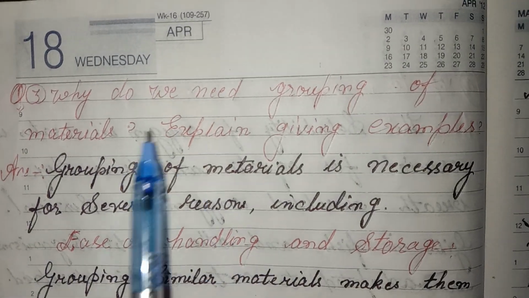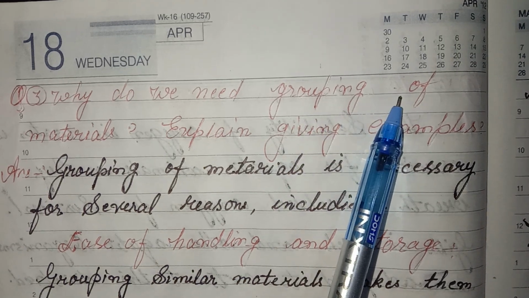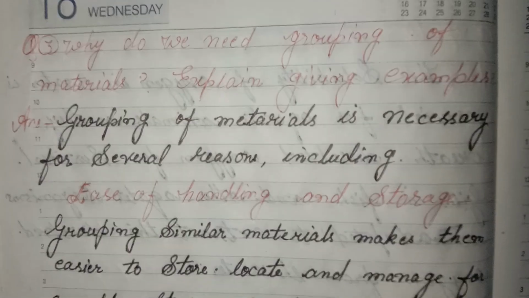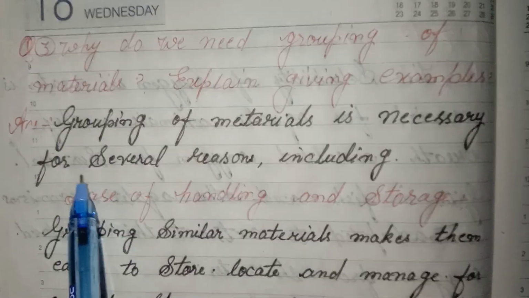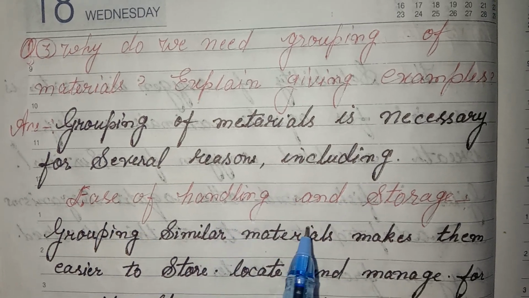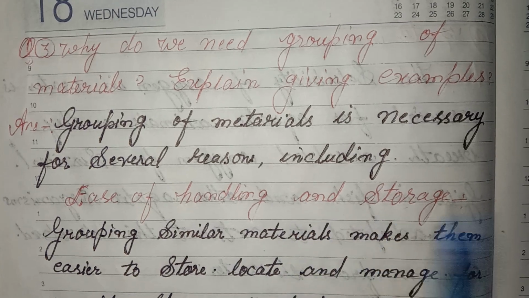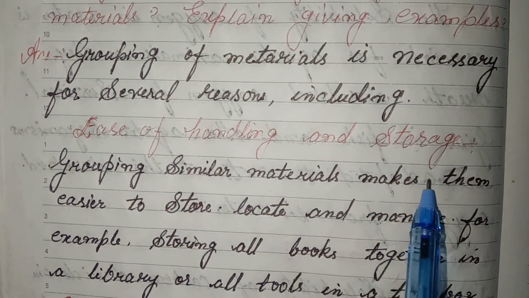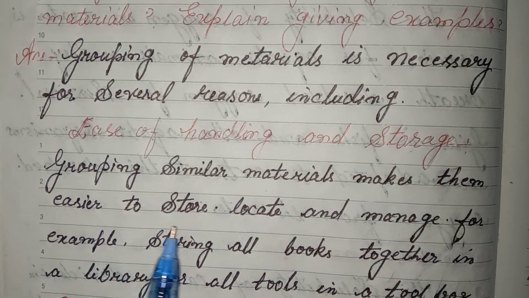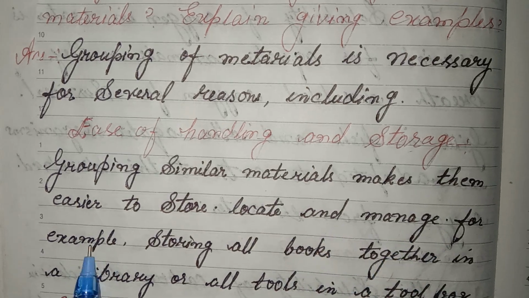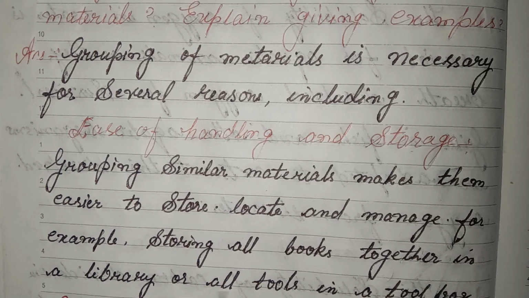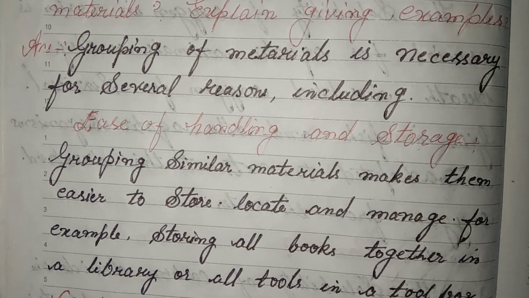Third question. Why do we need grouping of materials? Explain giving examples. Answer: grouping of materials is necessary for several reasons, including first, ease of handling and storage. Grouping similar materials makes them easier to store, locate and manage. For example, storing all books together in a library or all tools in a toolbox.